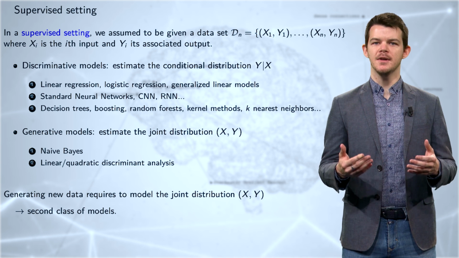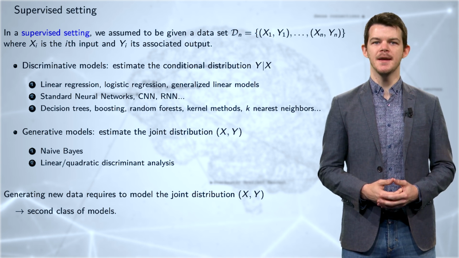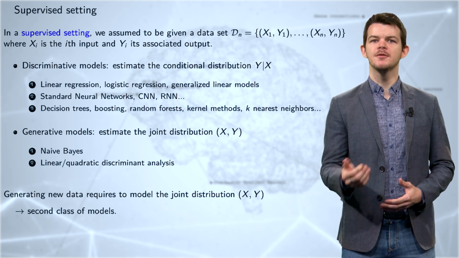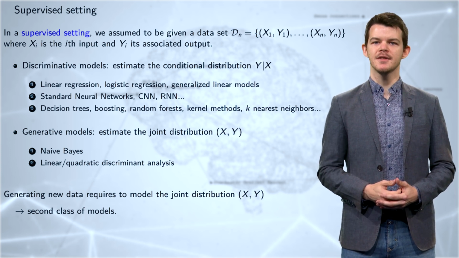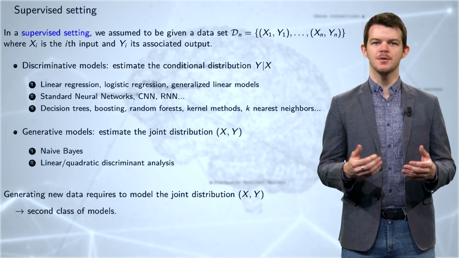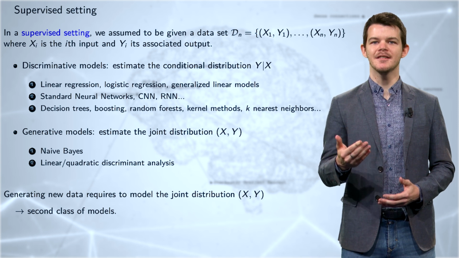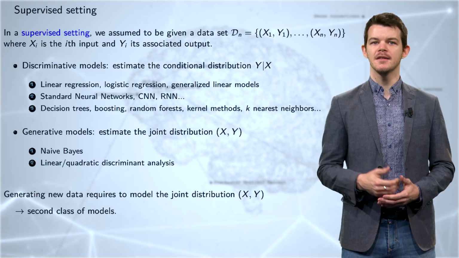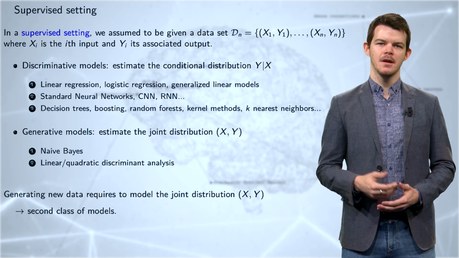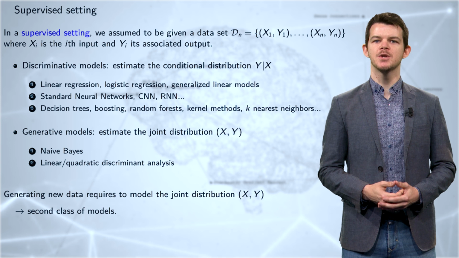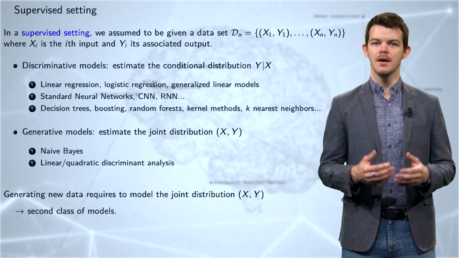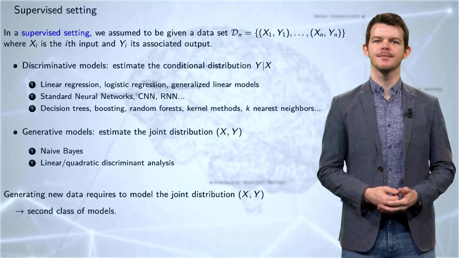However, generative models make stronger assumptions on the data than discriminative models. For example, in the naive-Bayes model, you assume that the input variables are independent, conditional on the output. In the discriminative models, you do not have any assumption on the distribution of x, since you only model y given x. In this lecture, since we want to generate data, we are interested in the second class of models, which are the generative models.